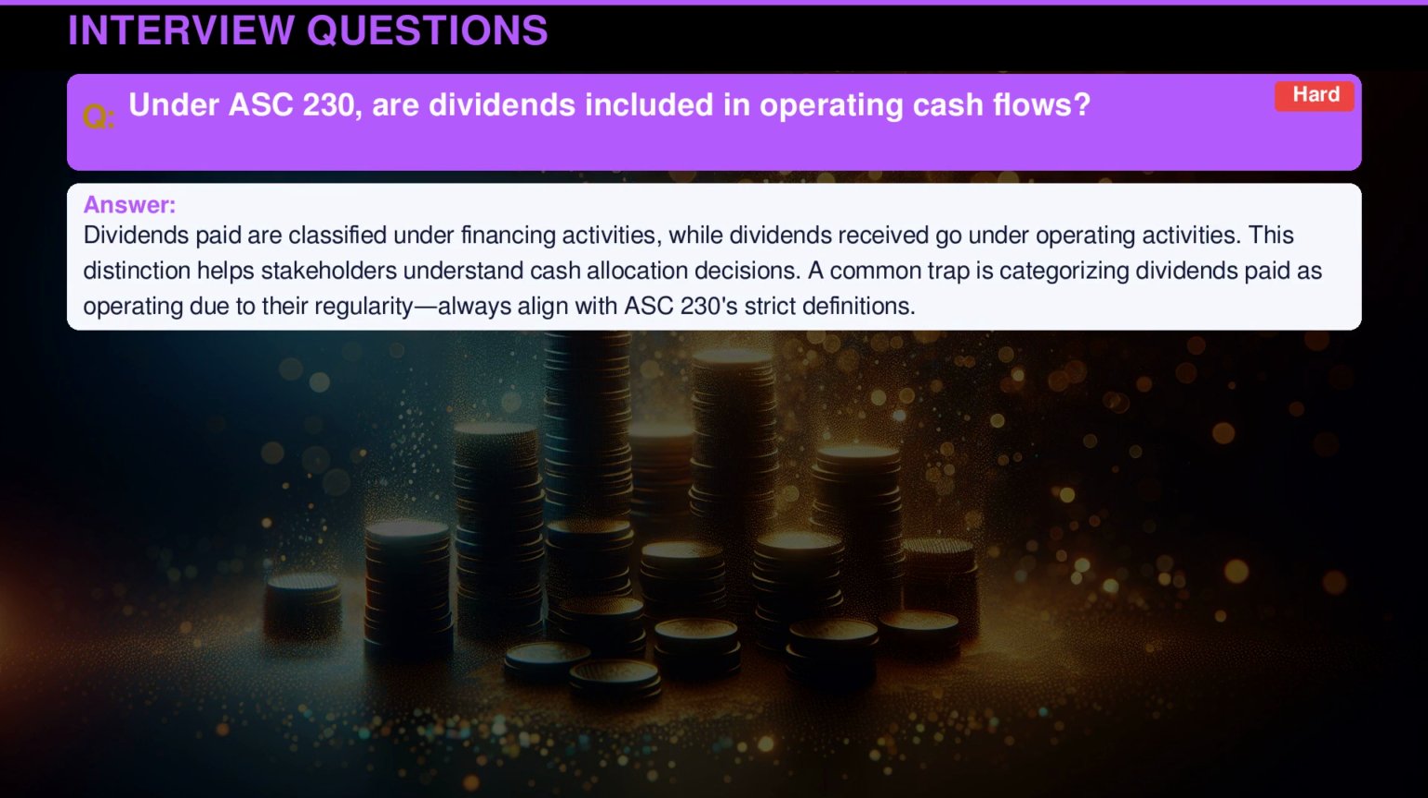Dividends paid are classified under financing activities, while dividends received go under operating activities. This distinction helps stakeholders understand cash allocation decisions. A common trap is categorizing dividends paid as operating due to their regularity. Always align with ASC 230's strict definitions.